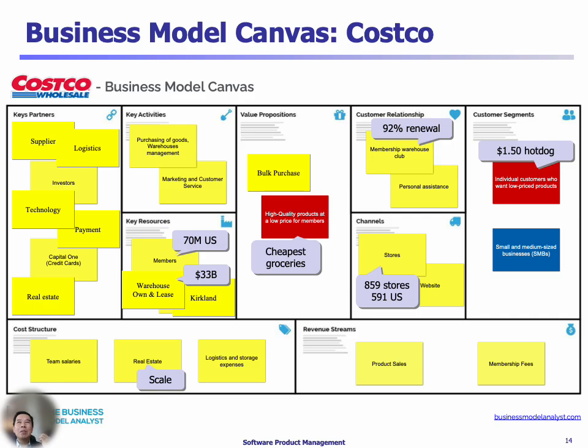So this business model canvas helps you, if you are a big company, to try to see where in your canvas you are having a gap and you need to improve.